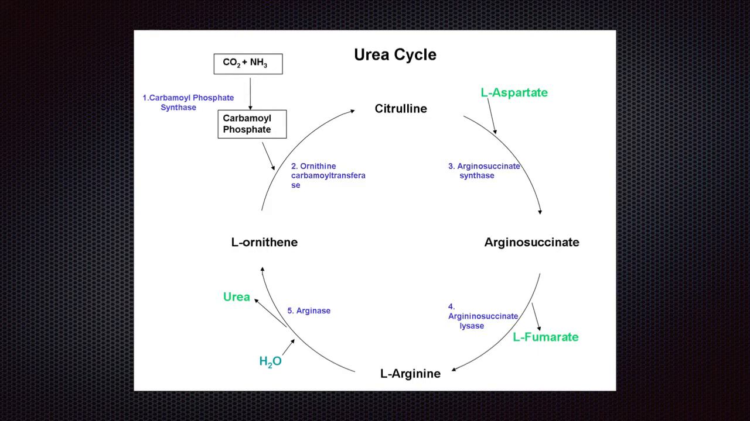From here, the urea is transported to the kidneys, where, as discussed before, it is used to set up osmotic gradients and eventually excreted as nitrogenous waste in urine.